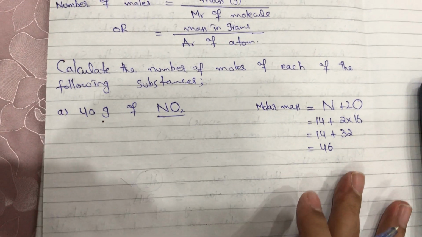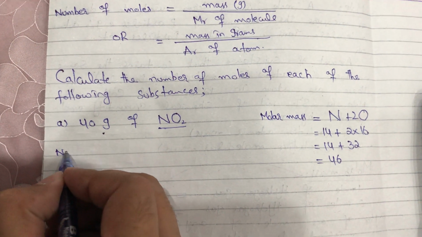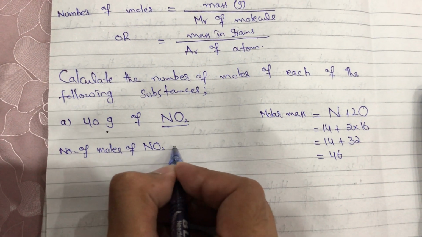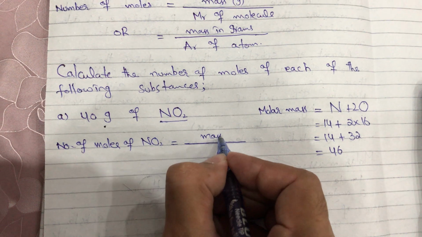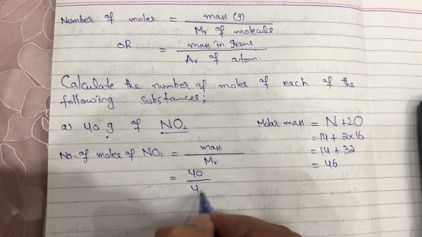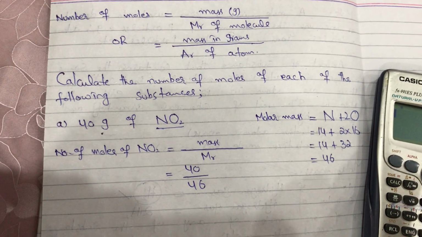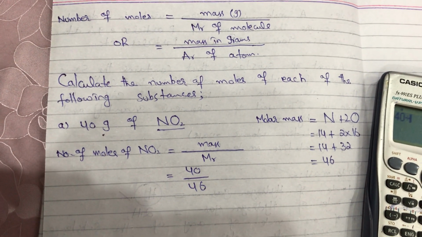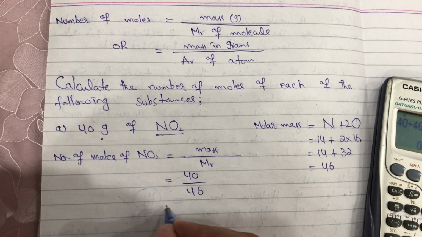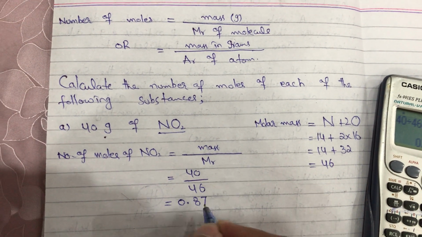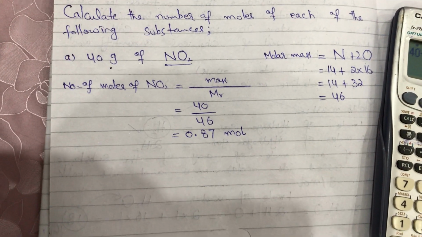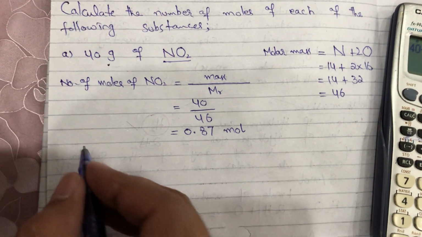Now, number of moles of nitrogen dioxide equals mass over its Mr. Its mass is 40 divided by its Mr, which is 46. Now we calculate 40 divided by 46. Answer will be 0.87 if we round it to 2 decimal places. So 0.87 moles.